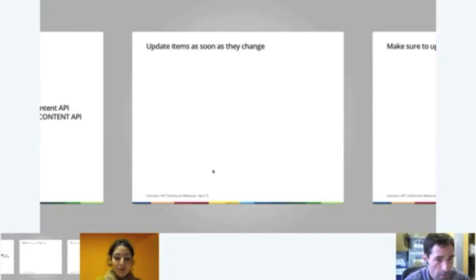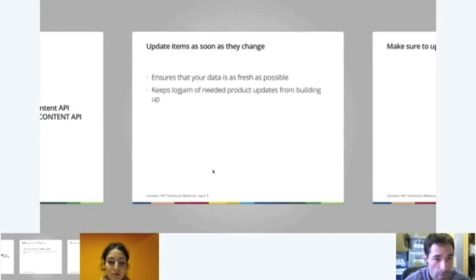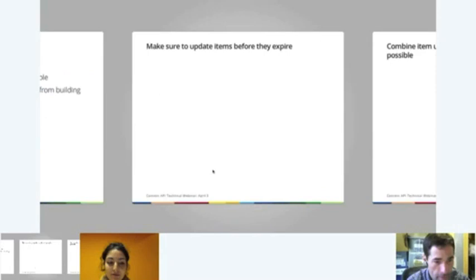The third thing, update items as soon as they change. This obviously ensures your data on Google product search is as fresh as possible, and everyone wants that. So rather than doing four big feed updates every day, or two, or one, however you're doing it or used to doing it with feeds, you can send an update the second the item has changed. This makes things super fresh. It also keeps a log jam of requests and updates that need to be made from building up. If you send a request the second it needs to be sent, then you don't have to add it to any queue of requests, right?